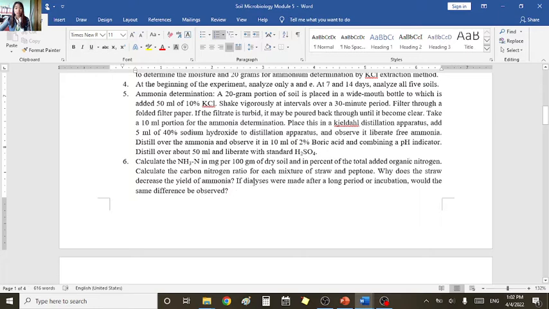Calculate the carbon-nitrogen ratio for each mixture of straw and peptone. And then, why does the straw decrease the yield of ammonia? Okay, so nandyan na yung clue ha.